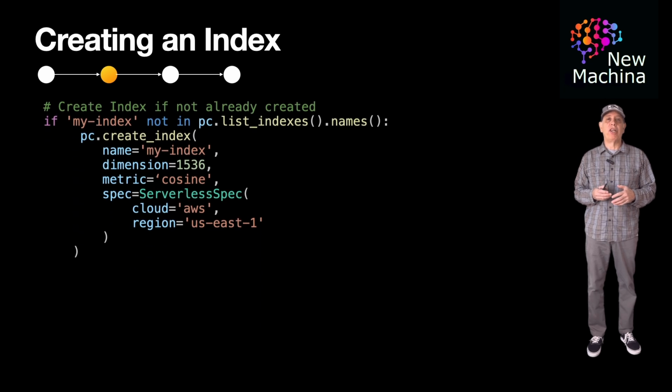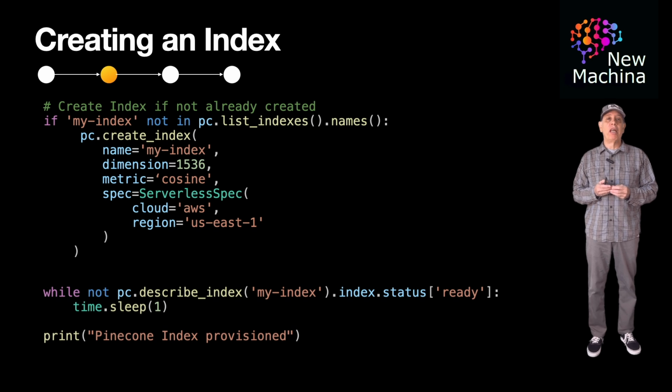Pinecone index creation takes a few seconds to complete after the Pinecone call returns. So I iterate through a while loop waiting for the Pinecone index to get a status of ready, and once this occurs, I break out of the loop and print a message to the console indicating the index is provisioned.